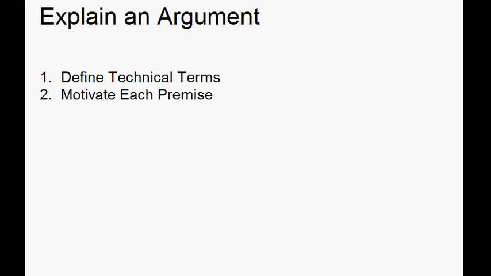And after you've defined your technical terms, you're going to want to motivate each premise, and by that I just mean give arguments for each premise. Give us reasons why a reasonable person might think this is true. Even if you think the argument is ultimately unsound, it's still a good idea to get in the habit of just saying, okay, well, here's this argument, and you can see that it's not crazy. A reasonable person might think each of these premises are true for the following reasons.